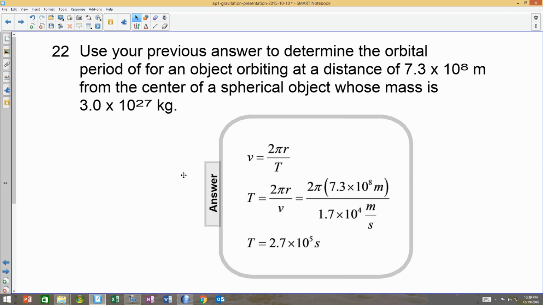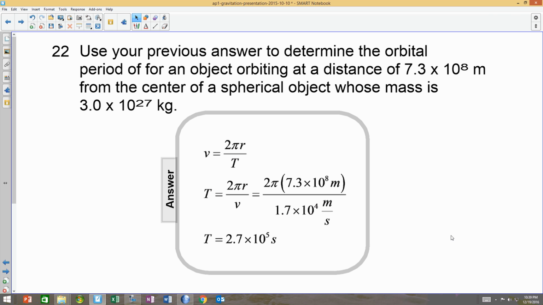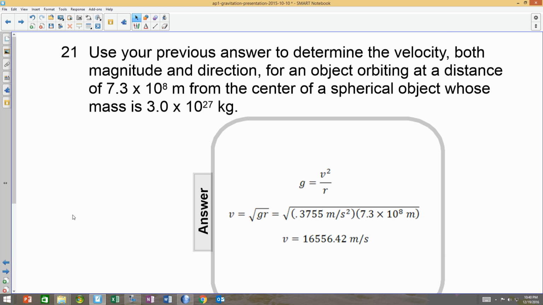Okay, we know that the period is equal to 2 pi r over v. Substituting in those numbers, you end up with 2.7 times 10 to the 5 seconds. Now, one of the things they didn't say in the previous one, let me go back. They were supposed to give the direction. This is just the magnitude, and I just realized there's no direction. The direction should be tangent to the circular path. Okay, so the velocity is always tangent to that orbit.